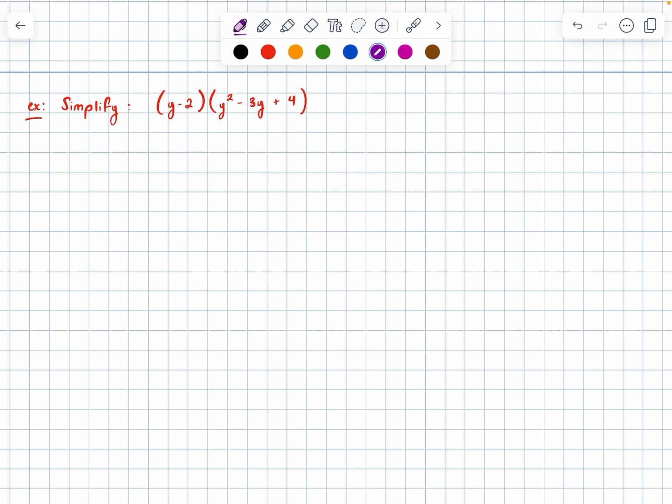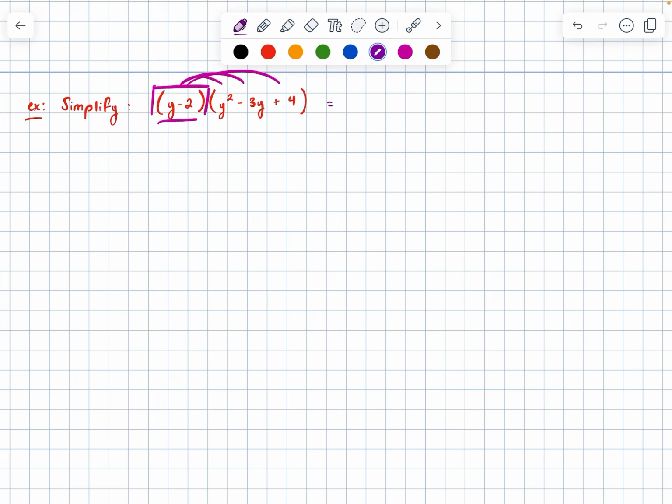One more for the road. Let's take this guy. y minus 2 times the quantity y squared minus 3y plus 4. Again, use whichever method you prefer. Go ahead. Alrighty. I did METWET last time, and as much as I like it, let's do some variety. Why not? I'll do double distribution.